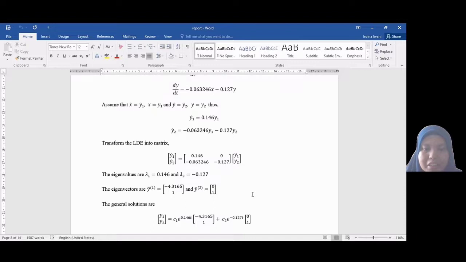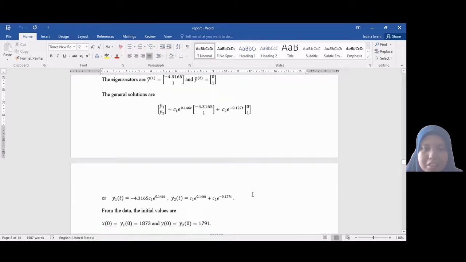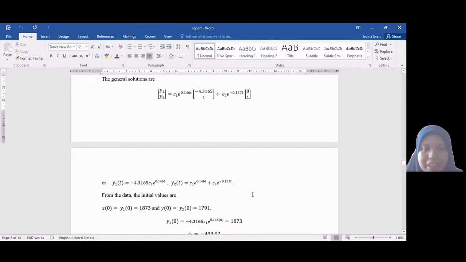The eigenvector for lambda 1 is negative 4.3165, 1 and the eigenvector for lambda 2 is 0, 1. We have obtained the general solution, and we have substituted the data from initial value, which is y1(0) equal to 1873 and y2(0) equal to 1791.